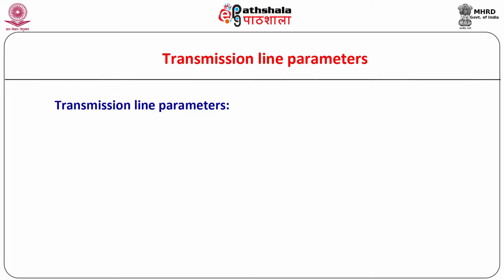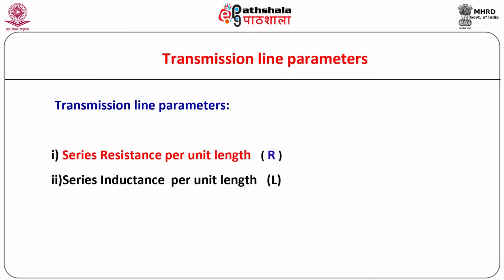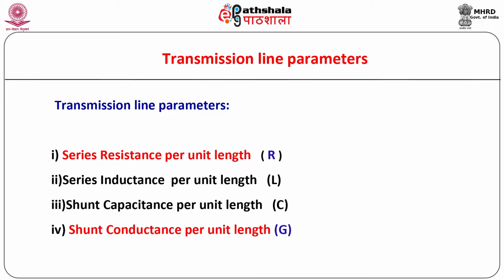When a time-varying electrical signal is passing through the transmission line, we have to account mainly for four types of electrical quantities called transmission line parameters, which are the characteristic features of the transmitting media. Namely, we have to account for the series resistance per unit length, series inductance per unit length, shunt capacitance per unit length, and shunt conductance per unit length. These are symbolically represented as R, L, C and G. These four quantities are known as transmission line parameters.